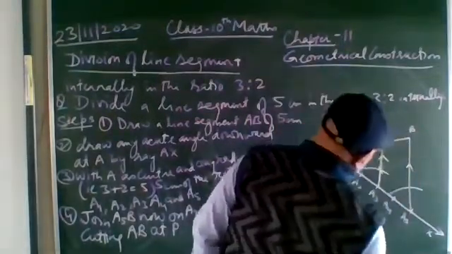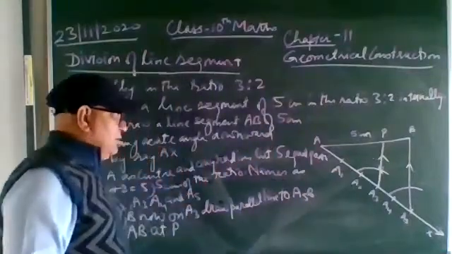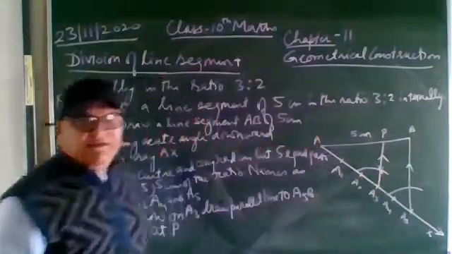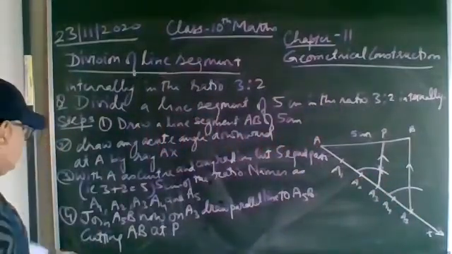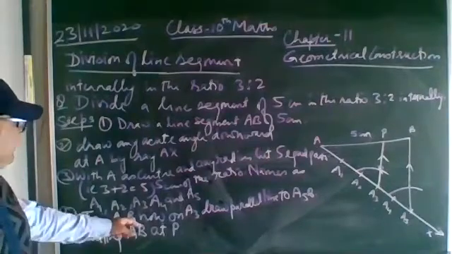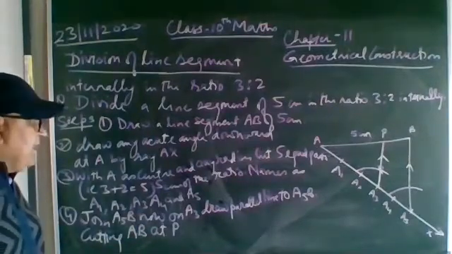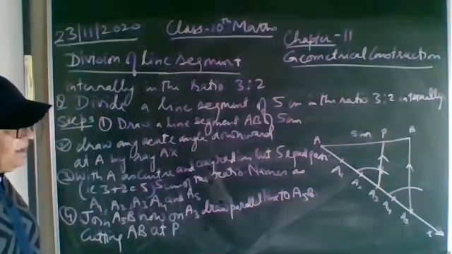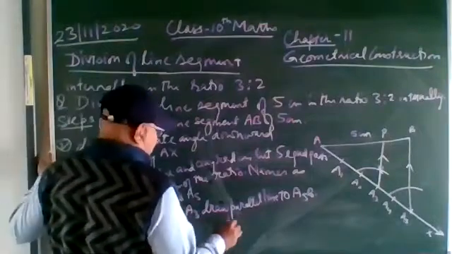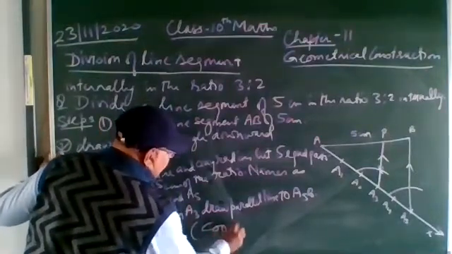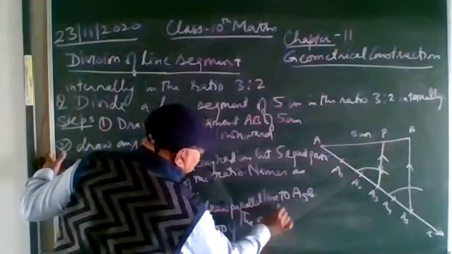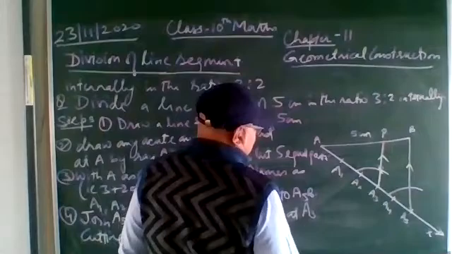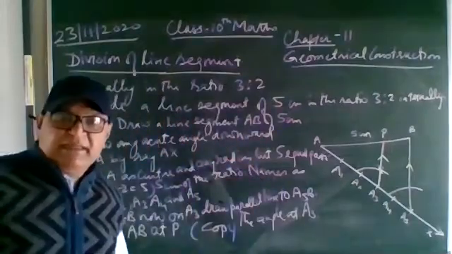So point P. That is, you are copying this angle here on A5, so cutting AB at P. Join A5 P. Now on A3 draw a parallel line to A5B, cutting AB at P. Copy the angle at A3. Copy the angle. So copying the angle is very important.